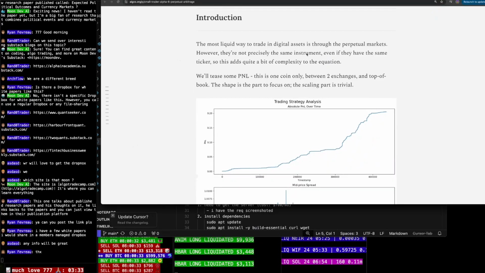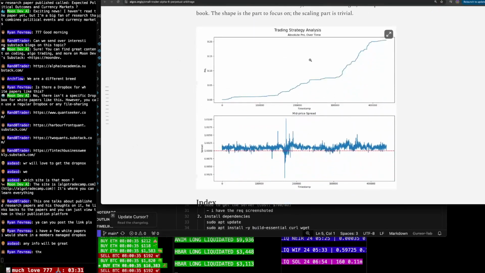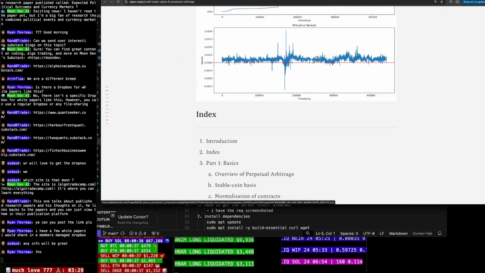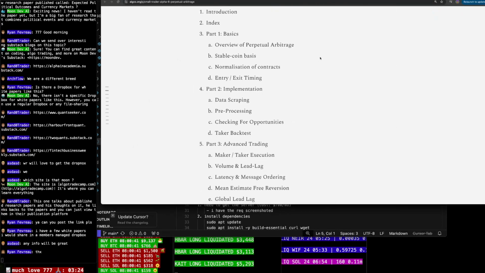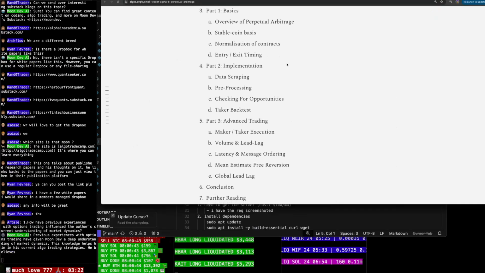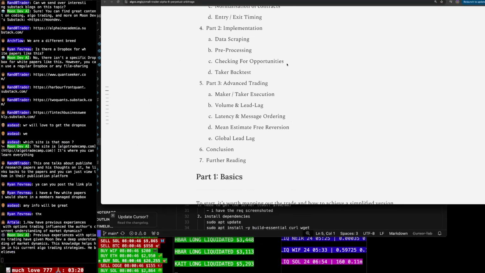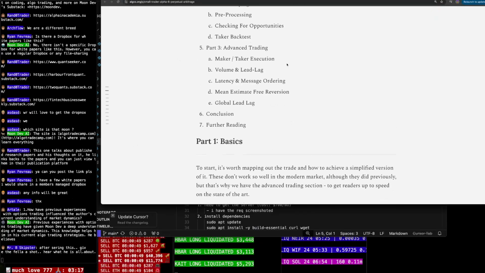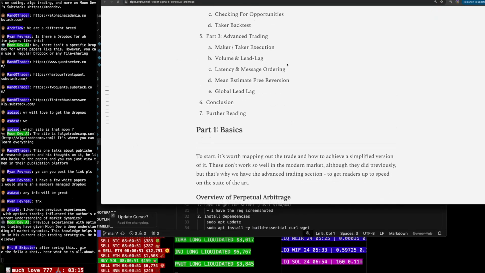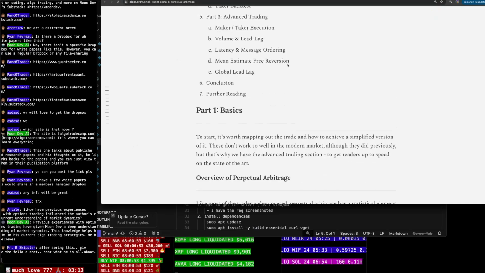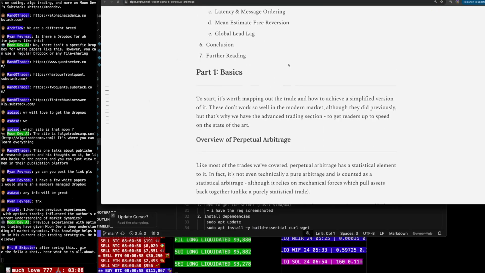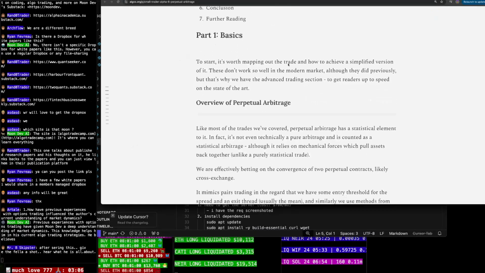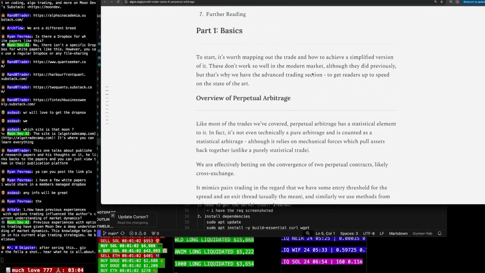Nice, dude. This looks great. Mid-price spread here. Okay, index: introduction; part one, basics: overview of perpetual stablecoin basis, normalization of contracts, implementation, data scraping, pre-processing, checking for opportunities, taker backtest. Part three, advanced trading: maker taker execution, volume and lead lag, latency, mean estimate. Conclusion. Basics to start with, it's worth mapping out the trade and how to achieve a simplified version of it.